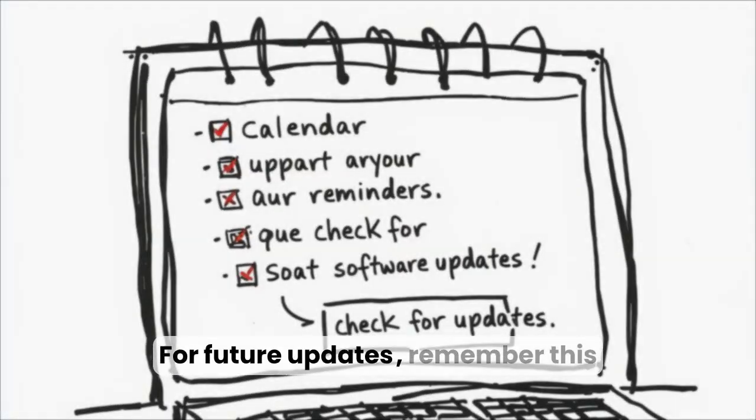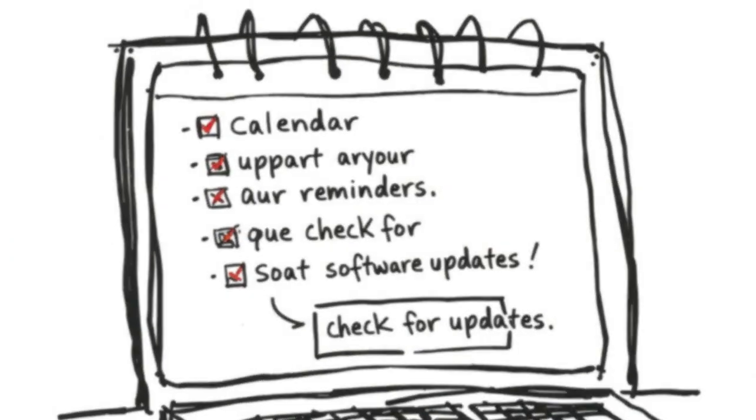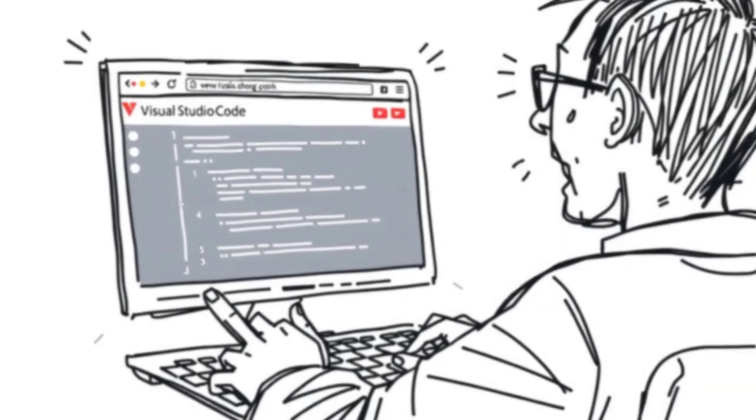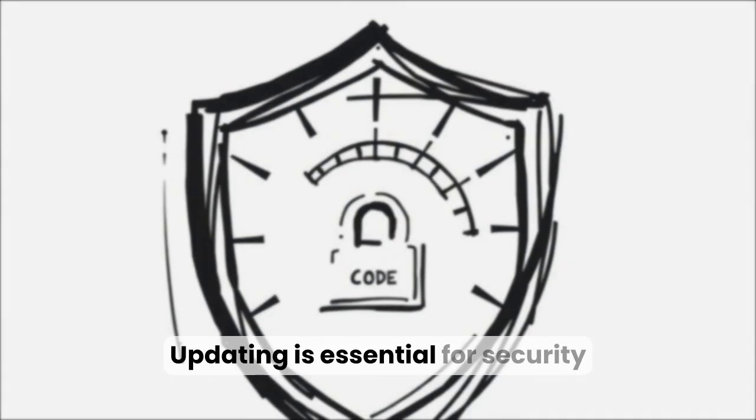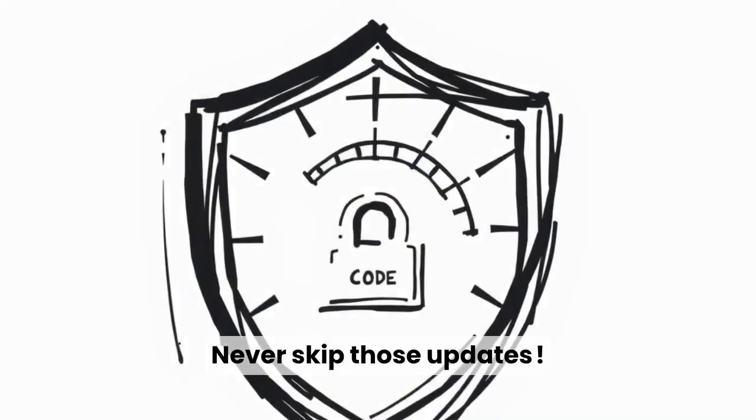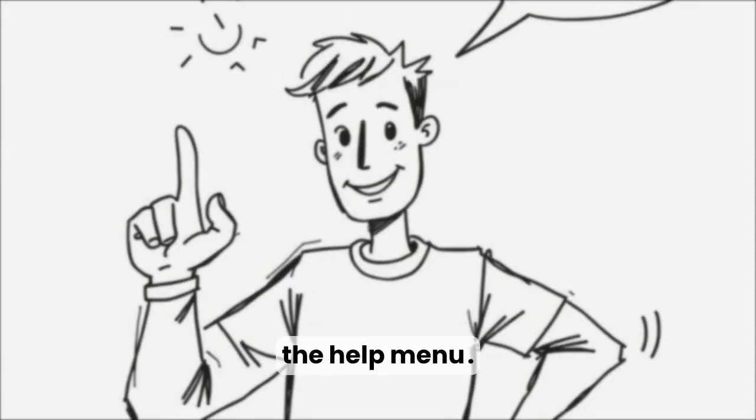For future updates, remember this simple routine: check regularly to stay up to date. Stay informed about the latest features on the Visual Studio Code website. Explore and enhance your experience. Updating is essential for security and performance. Never skip those updates. If you face any issues, visit the troubleshooting section in the Help menu.